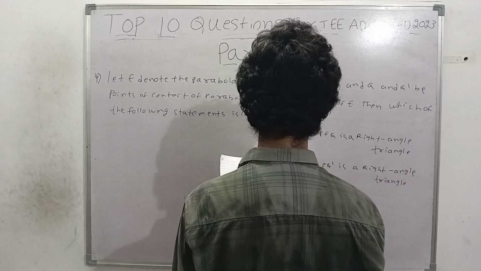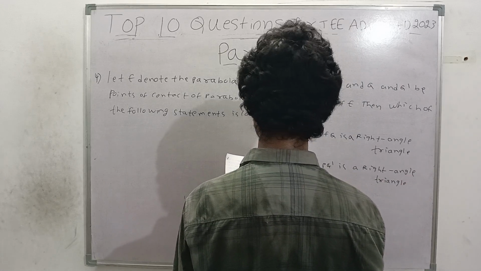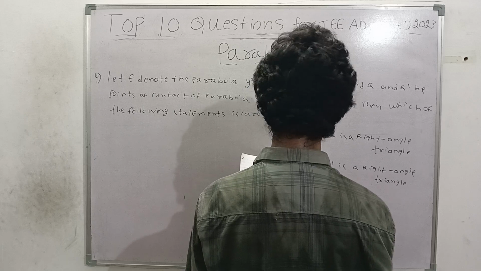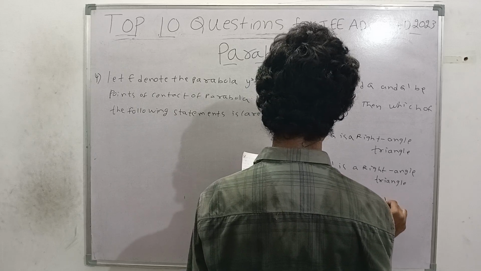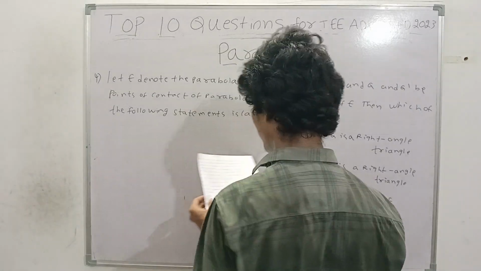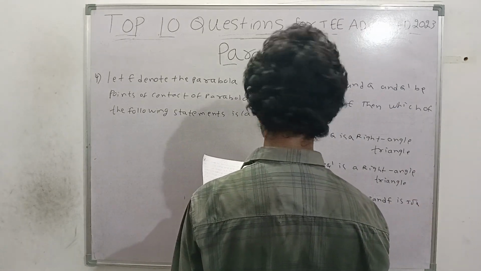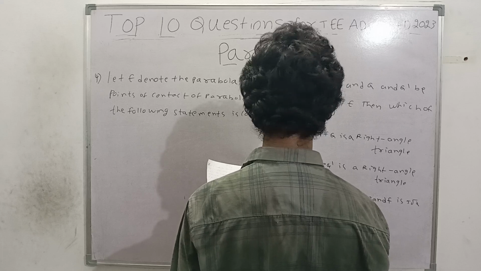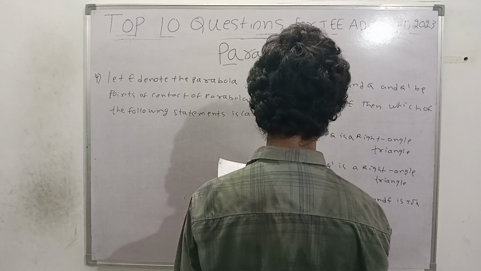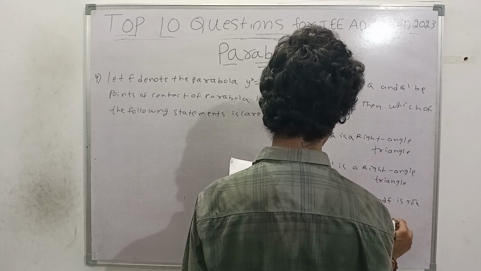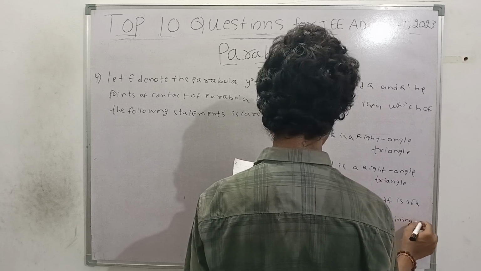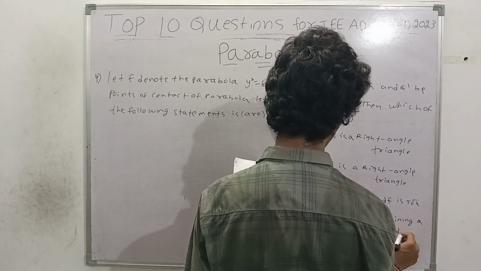Option C, distance between P and F is 5√2. Option D, F lies on the line joining Q and Q dash.